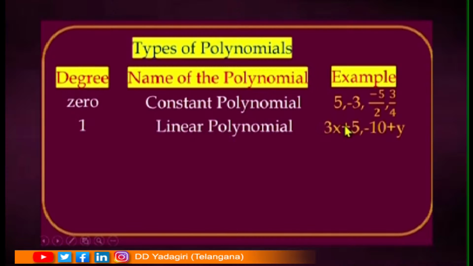Take 3x plus 5. The degree of x is 1. Minus 10 plus y, the degree of y is 1. So the polynomial minus 10 plus y has degree 1. The polynomial 3x plus y has degree 1.